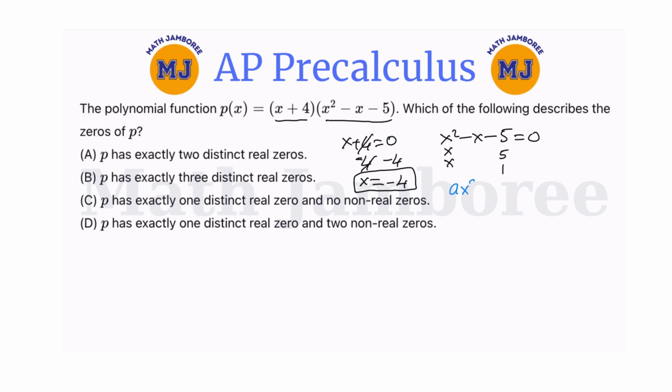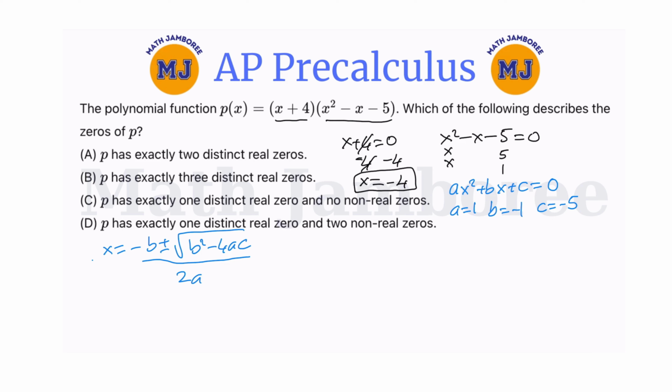In the form of a quadratic equation, ax² + bx + c = 0, in this given expression, our value of a is the number in front of the x², which is 1, and b is negative 1, and c is negative 5. And we all know that the quadratic formula is x equals negative b plus or minus the square root of b² minus 4ac, divided by 2a.